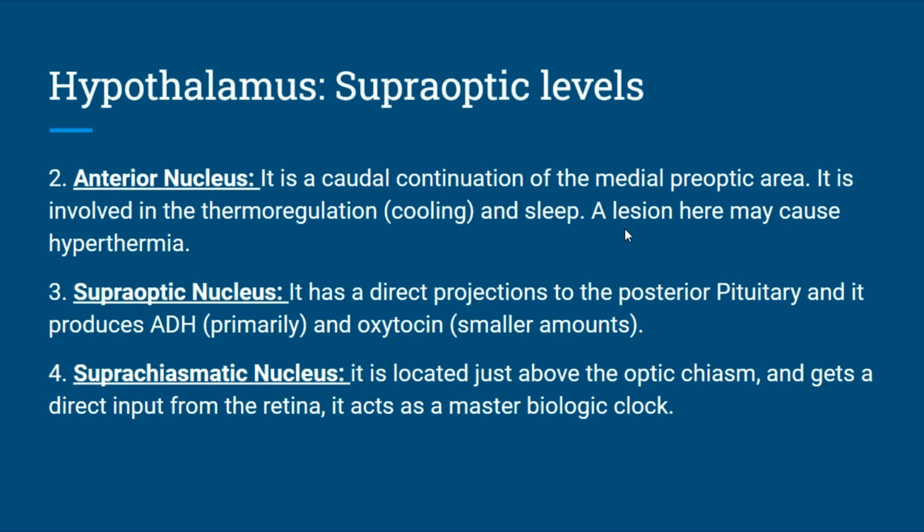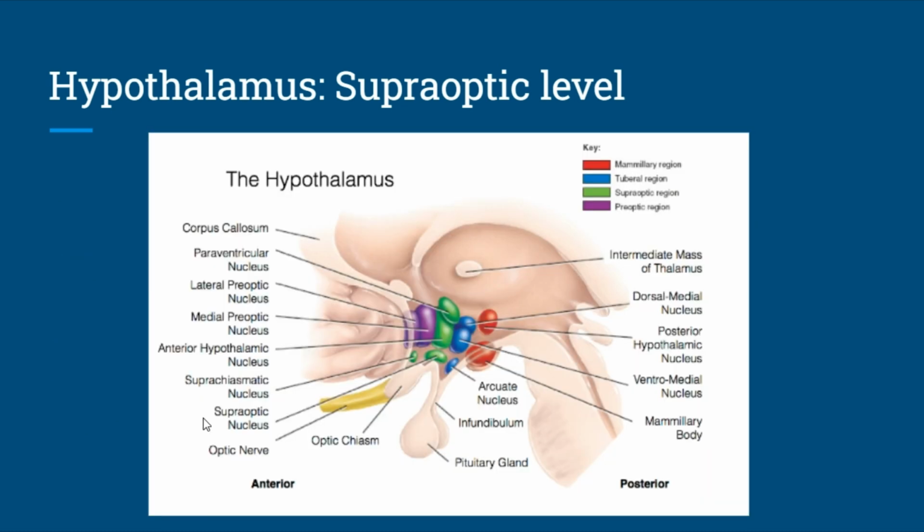The third one is the supraoptic nucleus, which has a direct projection to the posterior pituitary, and it produces ADH, which is the primary, and oxytocin, which is produced in smaller amounts. The fourth nucleus here is the suprachiasmatic nucleus, located just above the optic chiasm. It gets direct input from the retina, and it acts as a master biological clock. Once again, we are looking at the supraoptic region. We have the paraventricular nucleus right here, the anterior hypothalamic nucleus right here, the suprachiasmatic nucleus right here, and the supraoptic nucleus right there.